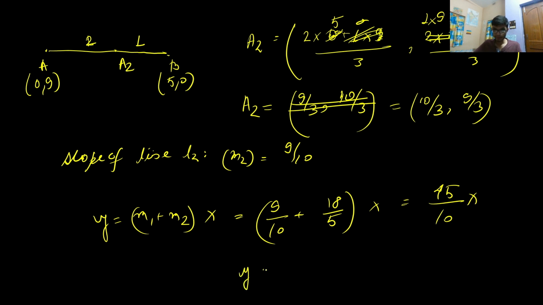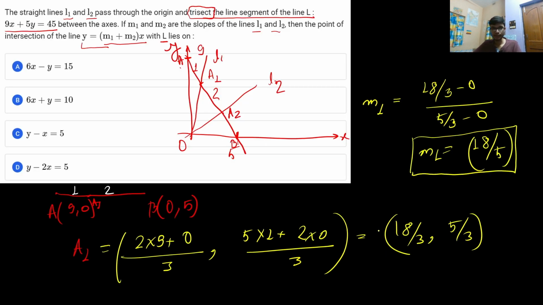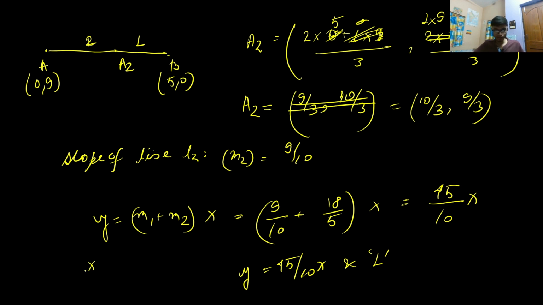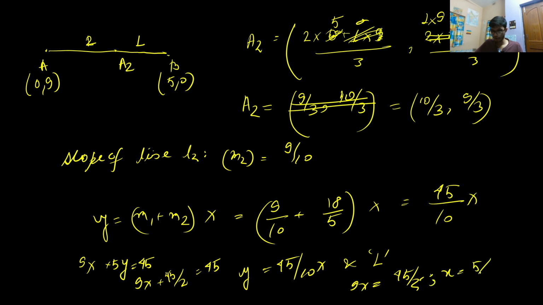So from here y is equal to 45 by 10 into x, and its intersection with the line L, which is given as 9x plus 5y is equal to 45. So you have to solve for that. In place of y, you put 45 by 10 into x, so 5 into 45 by 10 is 45 by 2. And if you subtract 45 by 2, you'll get the value of 9x as 45 by 2. So from here, you get the value of x as 5 by 2.